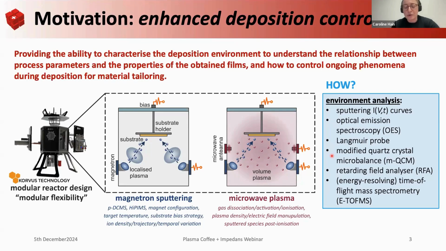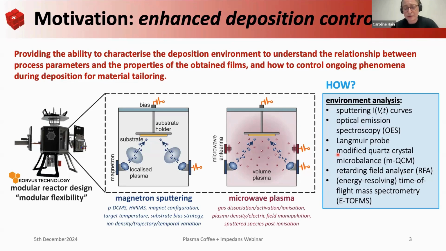Then with that, we can also move on to putting in a crystal microbalance. With that, you can measure deposition rates. With the QSense system from Impedance, you have this modified quartz crystal microbalance that is coupled with a retarding field analyzer. So with that, you can decouple the neutral species coming in and the ionic species, and how they contribute to your film.